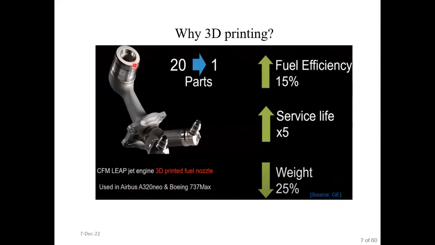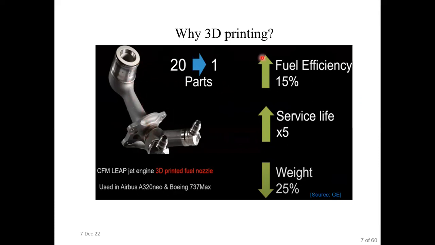Initially, when the 3D printing process or metal additive manufacturing process was not invented, it was fabricated with the help of different conventional and unconventional manufacturing processes. With the help of those processes, first 20 different small parts were manufactured, and after the complete manufacturing, they were assembled to form this complete shape. After that, it could be sent for the application.